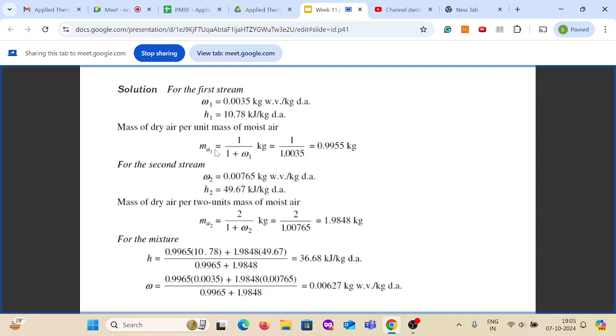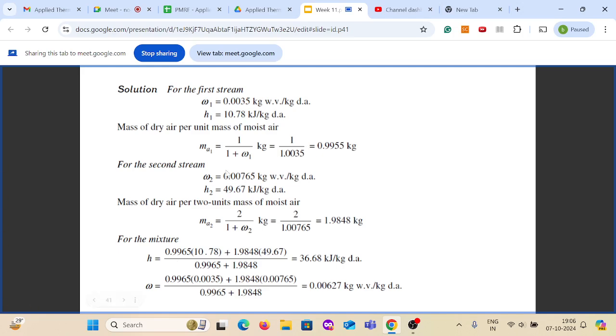So mass of dry air is 1 plus omega 1. So that is mass of dry air by mass of mixture. So that will give you 0.9955 kg. So that is the mass of dry air which is present.